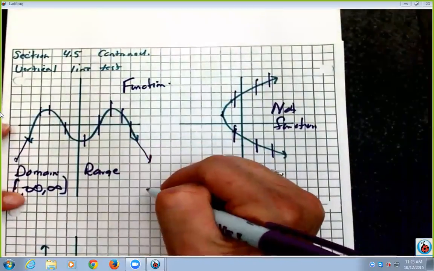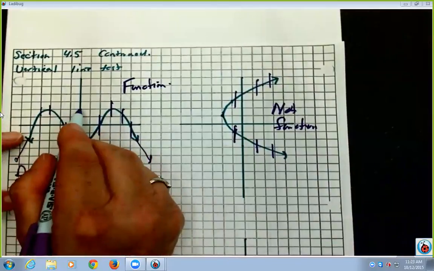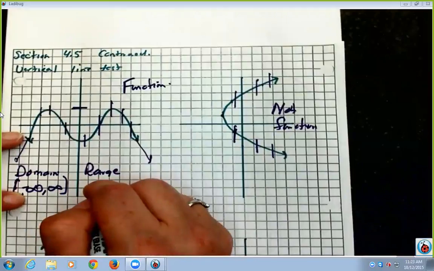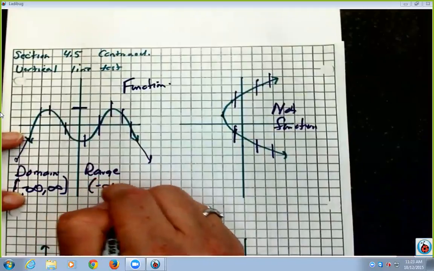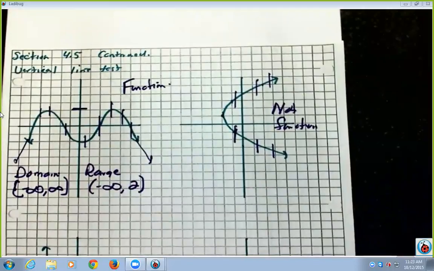This end goes down, so I keep hitting everybody down here, right? But when I get way up here, I stop there, right? So my range is from negative infinity to 2. Okay? So it stops. So be careful with those.